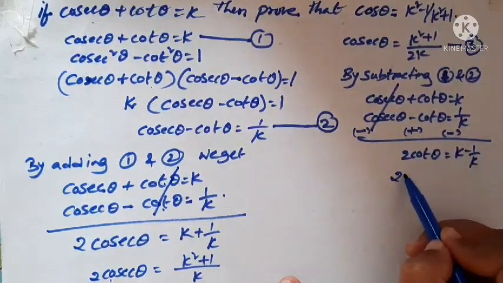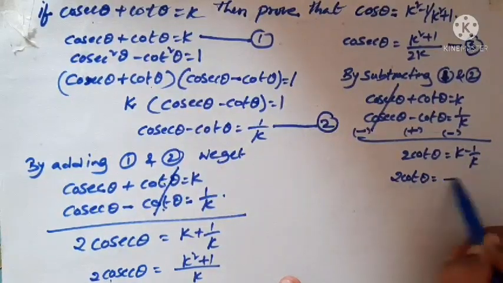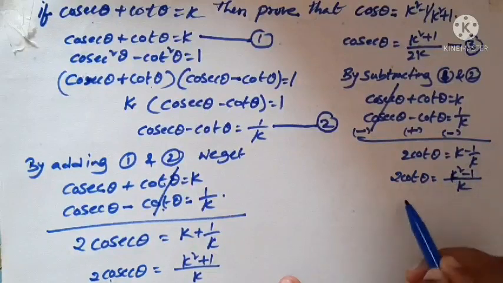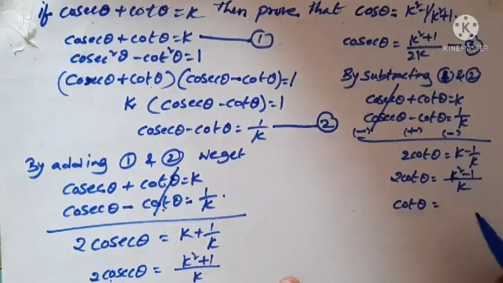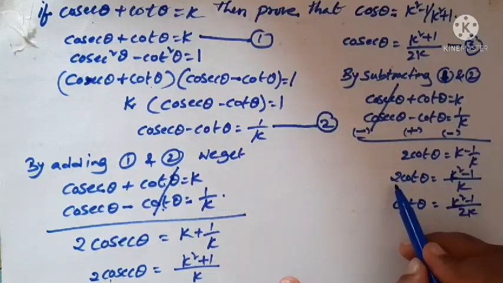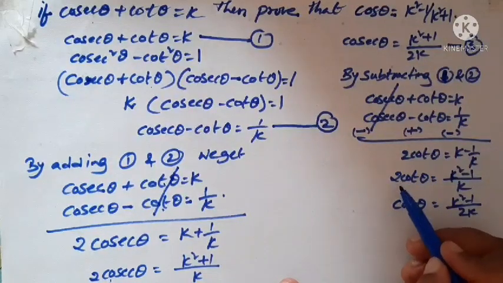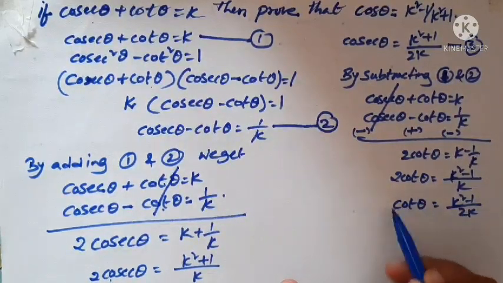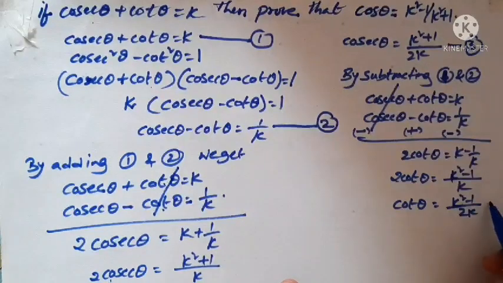Okay, 2 cot theta is equal to, here the LCM is k into k square minus 1 by k. And now cot theta equals k square minus 1 by 2k. Here 2 is multiplied, so we have to take 2 to the right side. It becomes divide. Okay, we will get the cot theta value. Let us call this equation 4.